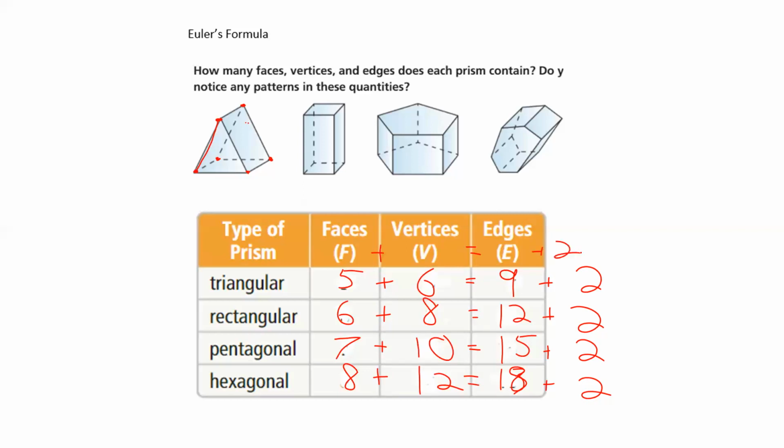This is our formula. So I gave you a spot on your paper to write the formula. This is the formula. F plus V equals E plus 2. The number of faces plus number of vertices is equal to the number of edges plus 2. And that equation will always hold true for our prism.